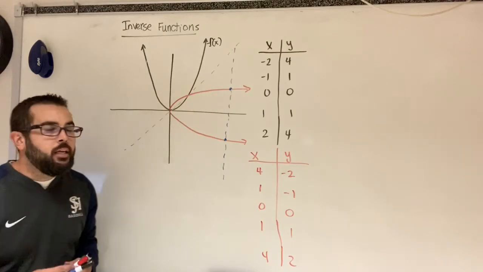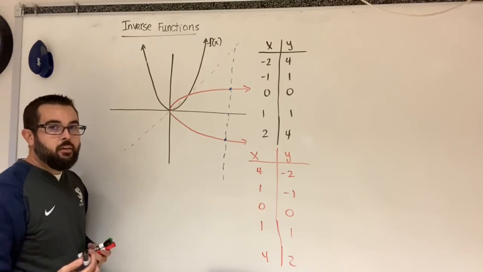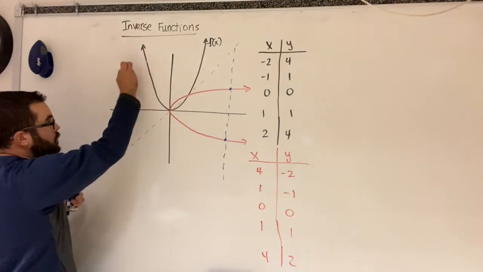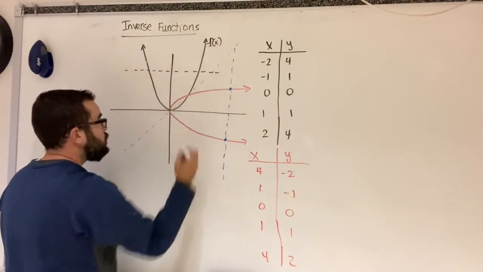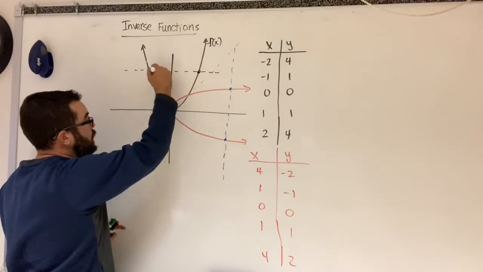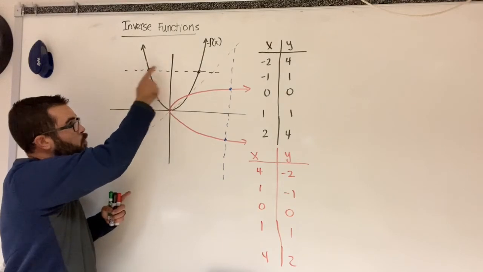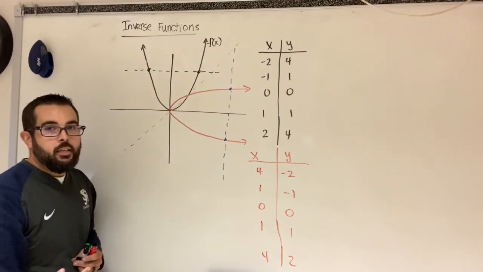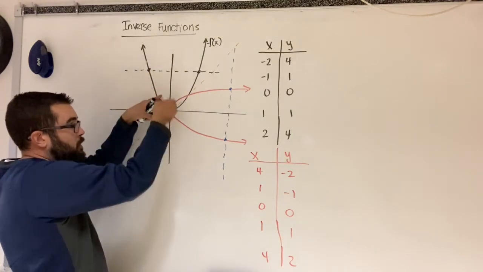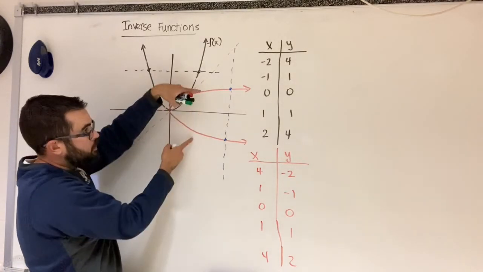So the question is, can we determine from an original graph whether its inverse is going to be a function? And it turns out we can. And that is called the horizontal line test. So if you do the horizontal line test to a function you're given, if one horizontal line or multiple horizontal lines cross the graph at more than one point, then its inverse is not a function. Okay? It doesn't mean that this is not a function, because that'd be the vertical line test. It means that its inverse is not going to be a function.